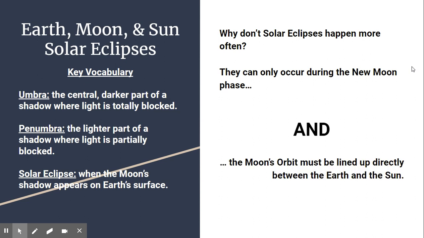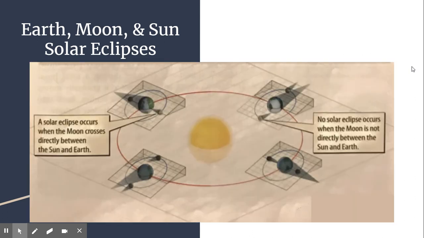And it has to be lined up directly between the Earth and the Sun, and this becomes a little bit tricky and rather rare as we look at the moon's actual orbit. The moon's orbit is tilted off of the orbit around the Earth. So there's really only 2 points here where that moon's orbit crosses directly in between the Sun and the Earth.